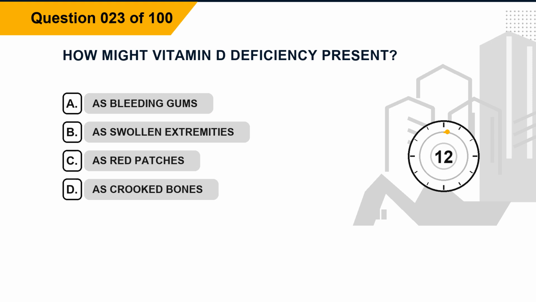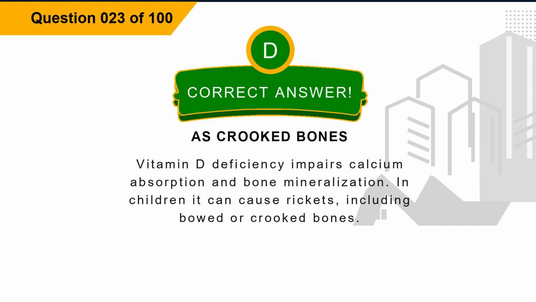Question 23. How might vitamin D deficiency present? Option A, as bleeding gums. Option B, as swollen extremities. Option C, as red patches. Option D, as crooked bones. The correct answer is option D, as crooked bones. Explanation. Vitamin D deficiency impairs calcium absorption and bone mineralization. In children it can cause rickets, including bowed or crooked bones.